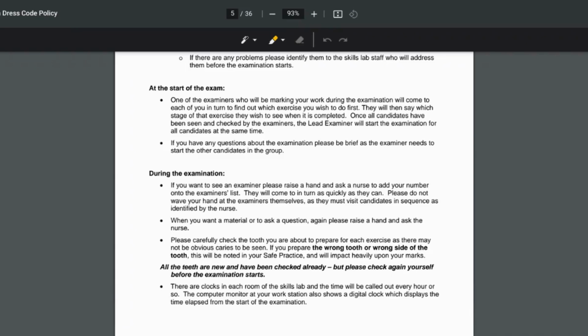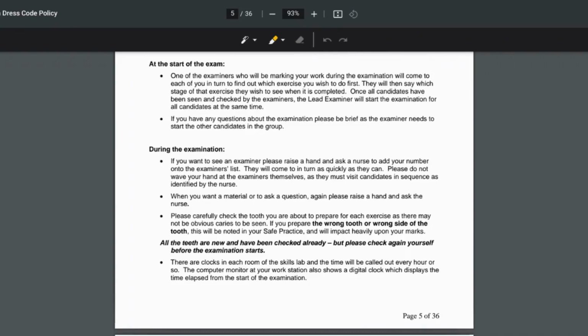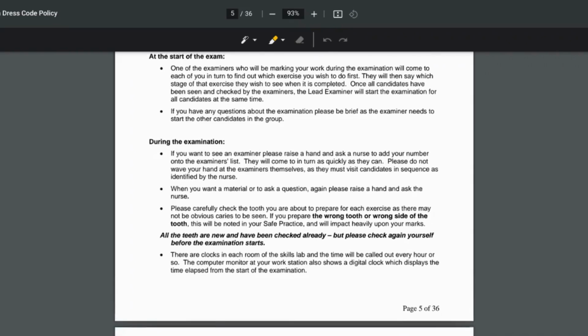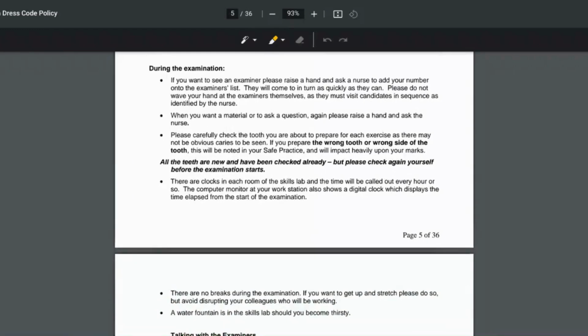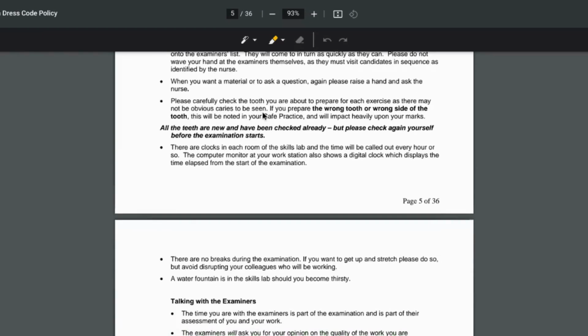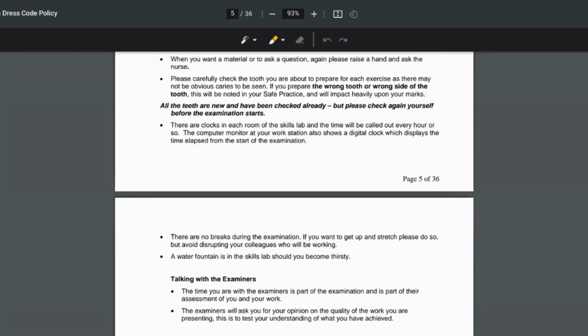And then during the exam, if you want to see an examiner, please raise your hand and add your number onto the examiner's list. They will come to you in turn as quickly as they can. When you want a material or want to ask a question, raise your hand again and ask the nurses, they are very helpful there. And be very careful of which tooth you need to do the exercise on. You are very stressed, so it seems very obvious here, but believe me, the stress level is quite high there and you may get confused. It's something which may happen. So always be very careful.